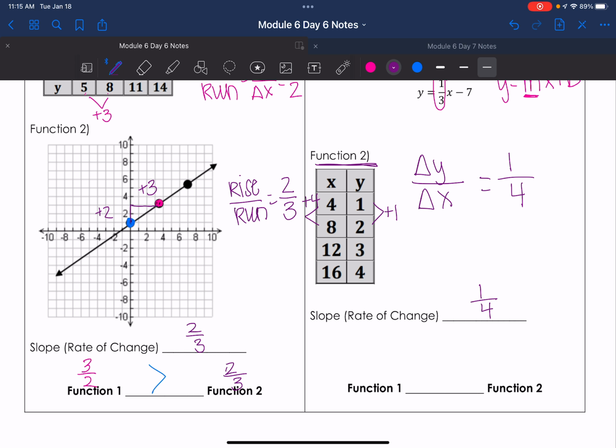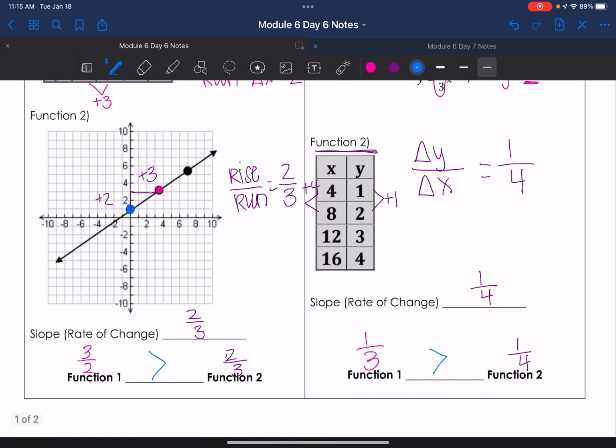So then we've got to compare. So 1 over 3 versus 1 over 4. Well, which one is more? Would you rather have a quarter of a pizza or a third of a pizza? And that would be 1/3 is bigger than 1/4.